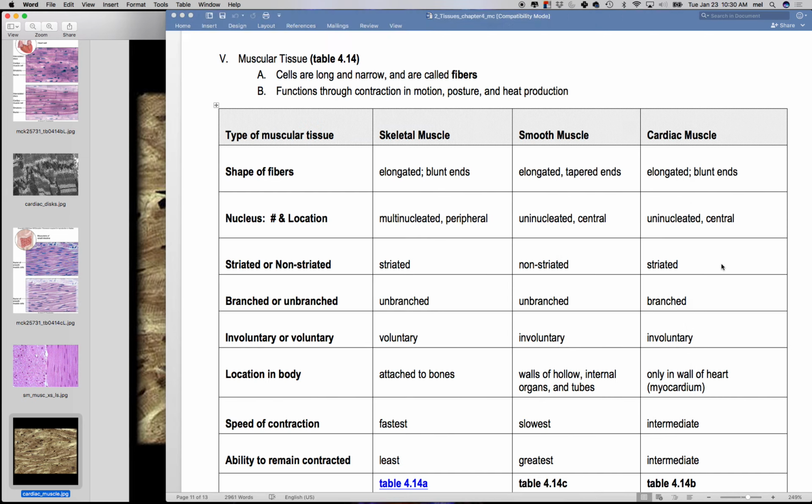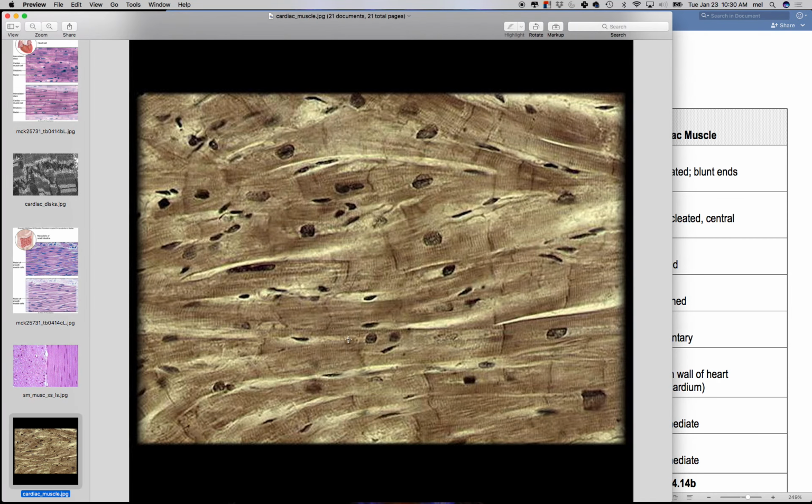Okay. And then branched or unbranched, the only one that will ever branch is cardiac muscle. So look here, right? Watch this branch happen. It's going, and it goes that direction and that direction. Do you see? Okay. This one's going, and it goes two different directions. Not in every cell will you see a branch in the slide, but you can see them. The other two don't branch. Okay.